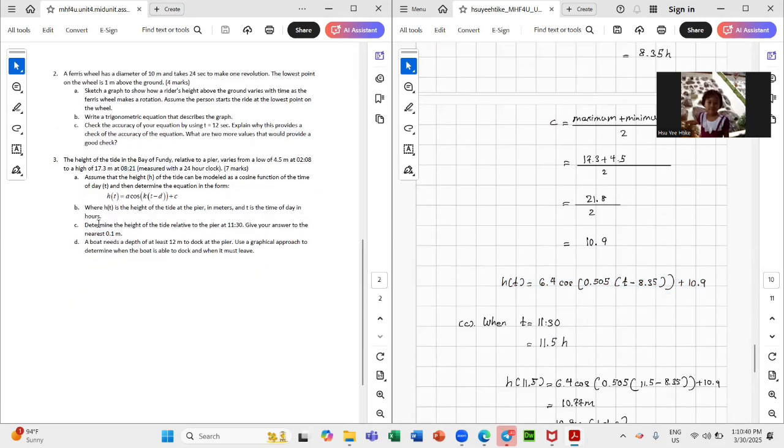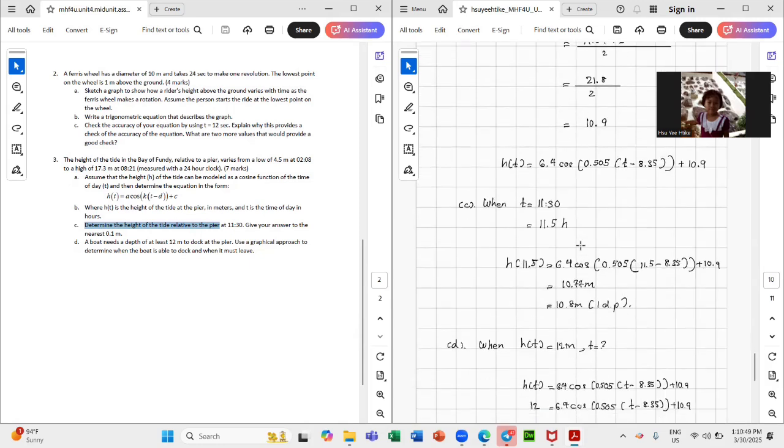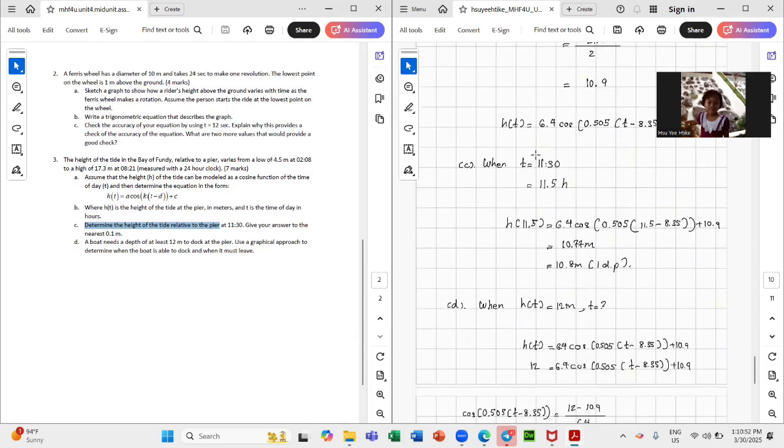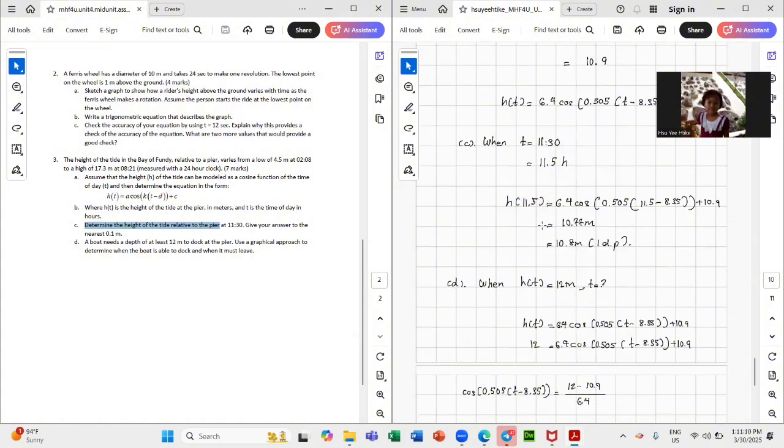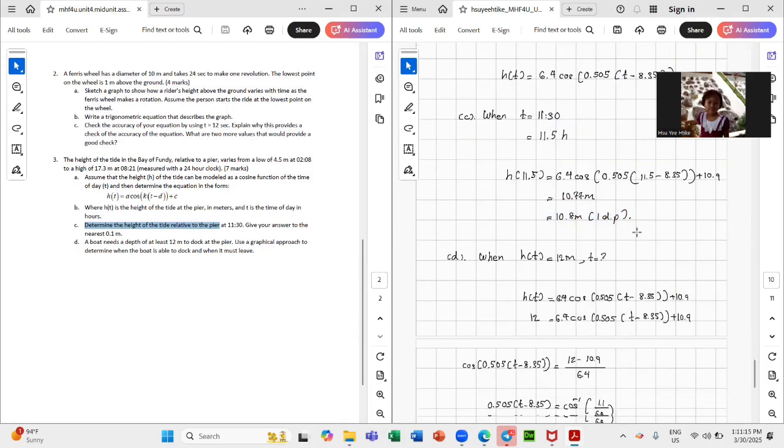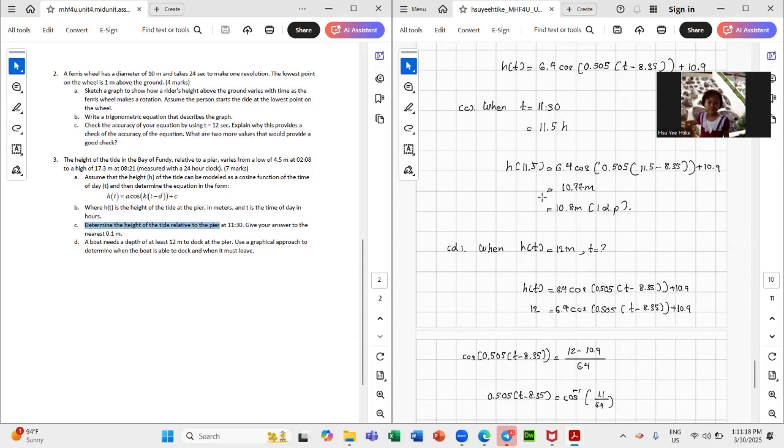For C, determine the height of the tide relative to the pier at 11:30. Give your answer to the nearest 0.1 meter. So what is the time? It's 11:30, 11 hours and 30 minutes, so it's equal to 11.5 hours. So we have to substitute 11.5 in place of t, and the final answer becomes 10.8 meters to one decimal place. So the answer for C is 10.8 meters.